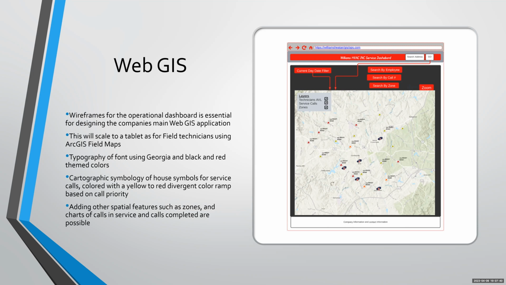They can filter on and off the work vehicles. You can see depicted right here. They're labeled 1, 2, 3, 4, 5. So that would be an employee ID number, so you know which employee is at which call.